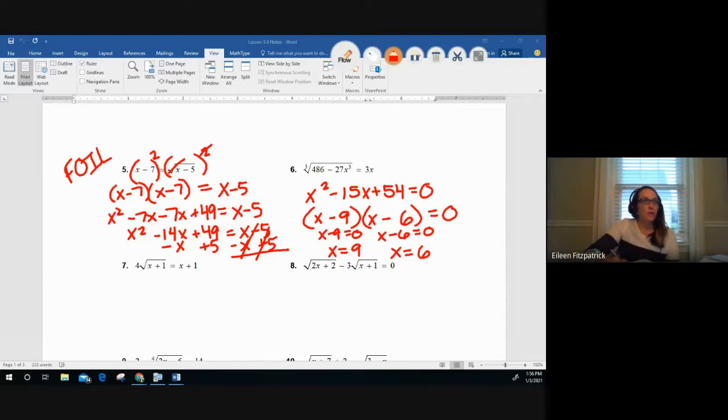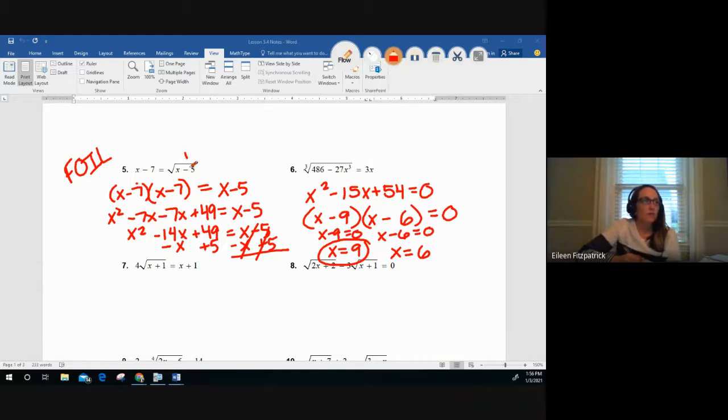All right, I have to go back to the original problem and double check to make sure it makes sense and works. All right, so for this problem, I am going to go through and make sure. So if I plug in a 9 minus 5, that's going to give me 4. Square root of 4, that's going to be a 2 on that side. When I plug in a 9 over here, 9 minus 7 is going to give you a 2 as well. So 9 works. That does work. Now I have to plug in 6 to make sure that 6 works, all right? 6 minus 5, that's going to give you 1. Square root of 1 is 1.